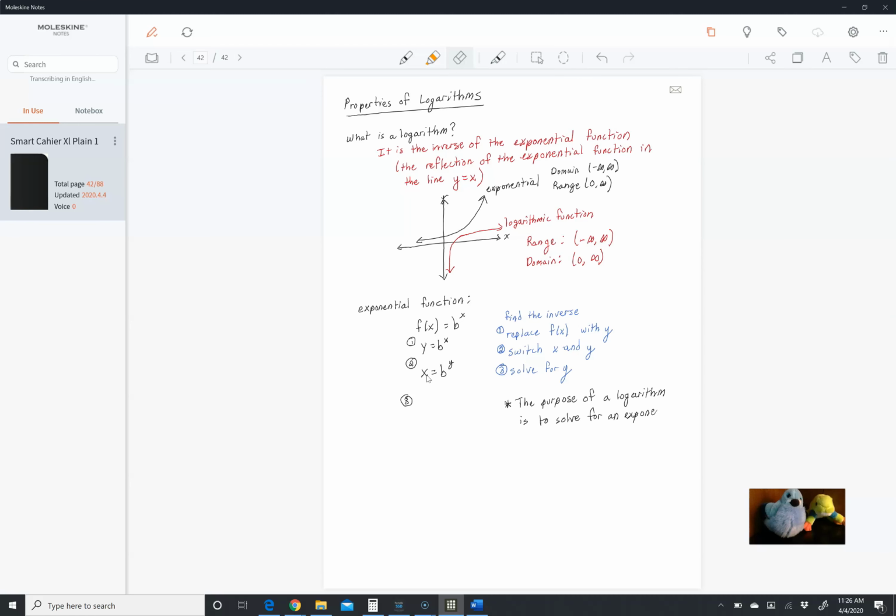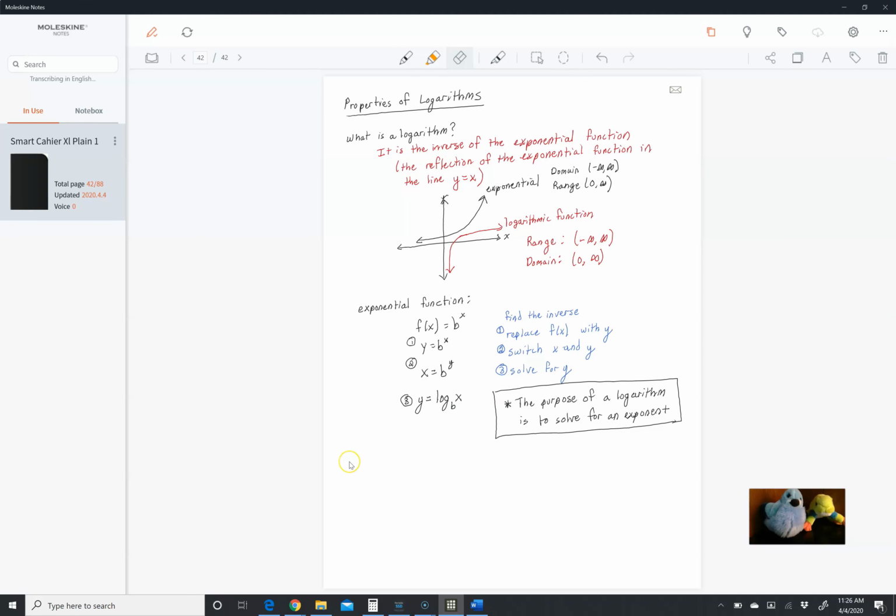Remember, solving for an exponent means we isolate it. I'm going to box this because it's so important. Here's how it works. It's going to be equal to log. This down here is a base. So base b of x. So that's what this looks like.